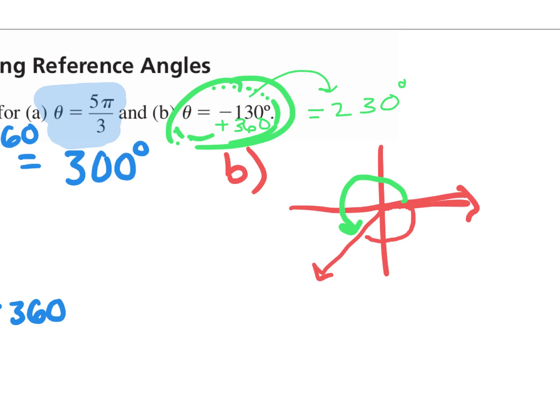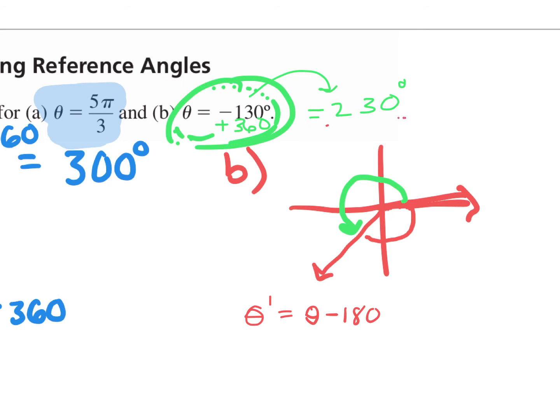Now, what quadrant is 230 degrees in? First, second, third, or fourth? Third. So when we're in the third quadrant, what is that formula that we need to do to find our reference angle? Theta minus 180.